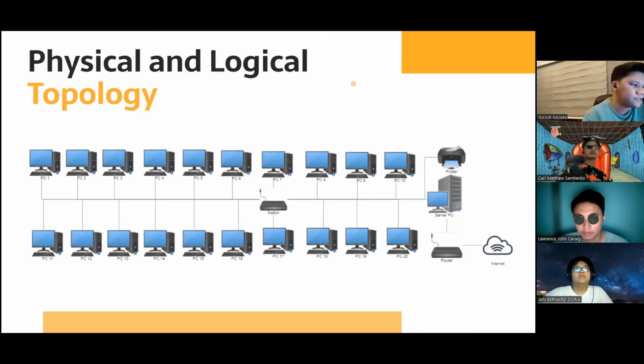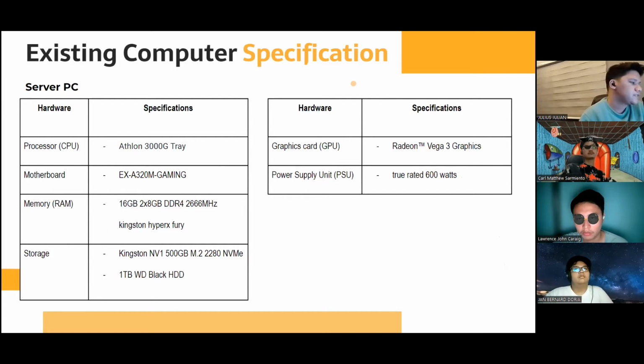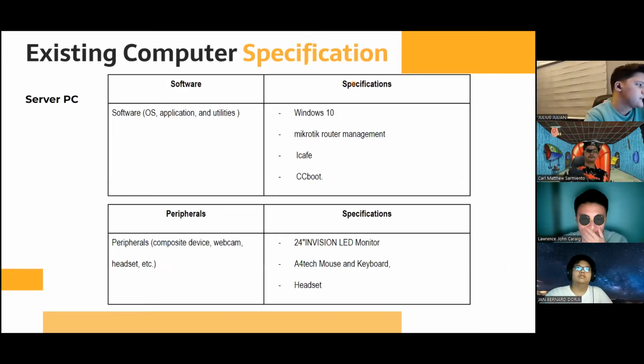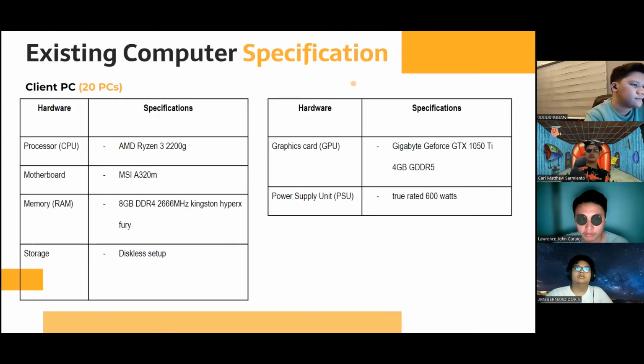So here is the existing computer specification. This is their server PC. And this is their client PC. So they have 20 client PCs.